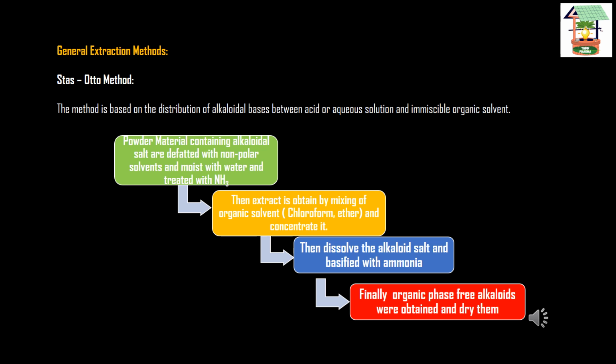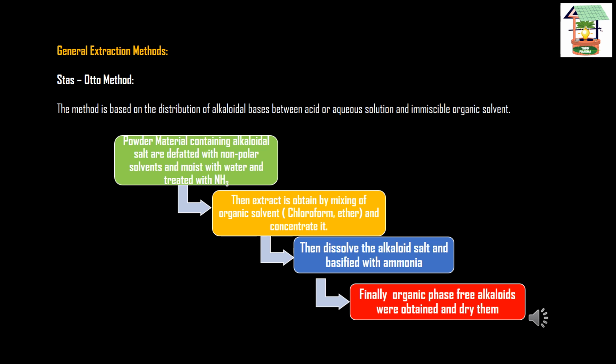So first we have to take this powder material where alkaloids are present, and then it is defatted with non-polar solvents. Non-polar solvents are like hexane, petroleum ether. So when we use non-polar solvents on this powder material, all the fatty compounds will be extracted into these non-polar solvents, and then moisten with water and treat with ammonia.